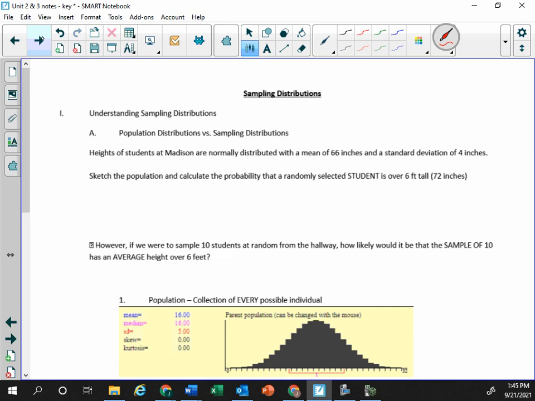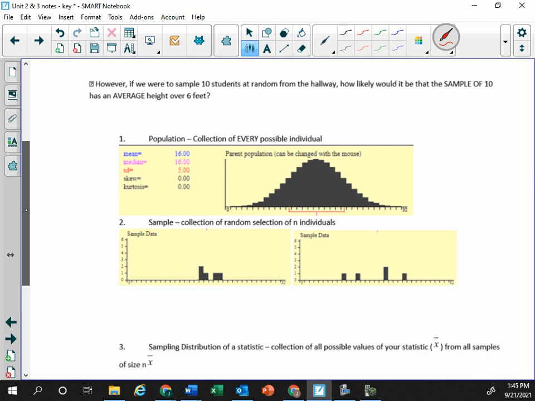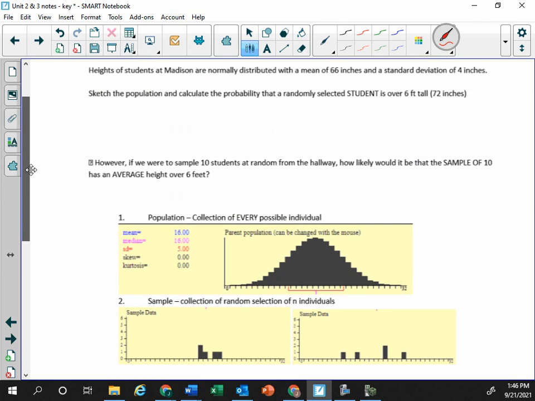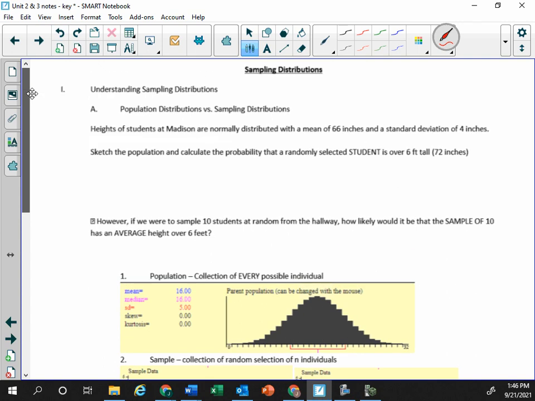All right, so we're moving on to sampling distributions. This isn't that bad. It's just understanding the idea of what a sampling distribution is, and that's what I'm going to explain with some of these pictures here. We'll get through it a little piece at a time. First, we're going to look at an example where we start with a population distribution and then work our way to a sampling distribution.